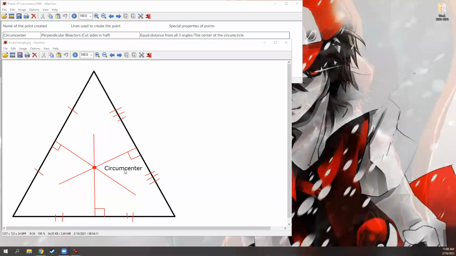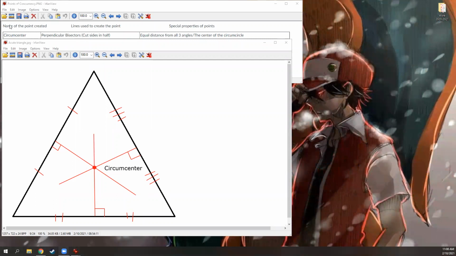But this point right here is the circumcenter. So that's what we mean by name of the point created. Well, a circumcenter is created by the crossing of perpendicular bisectors. So when you cut the sides in half and leave them at a 90-degree angle, all 3 of them on the triangle are going to make 1 point, and that point's going to be called the circumcenter. And it has 2 special properties.